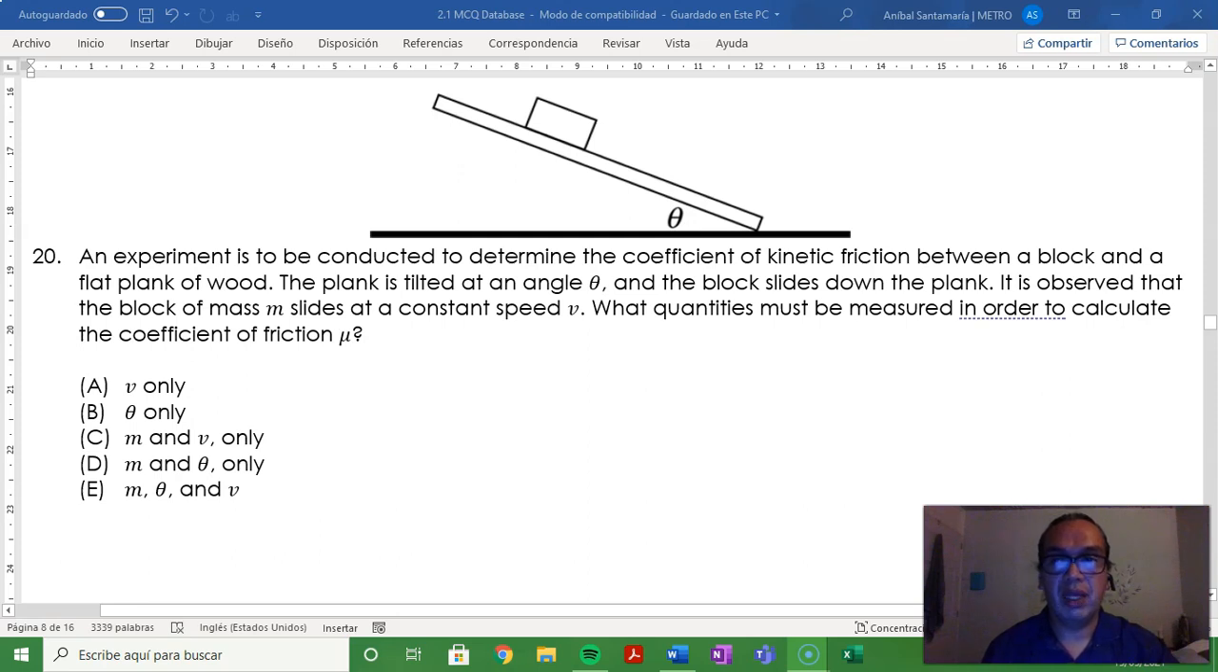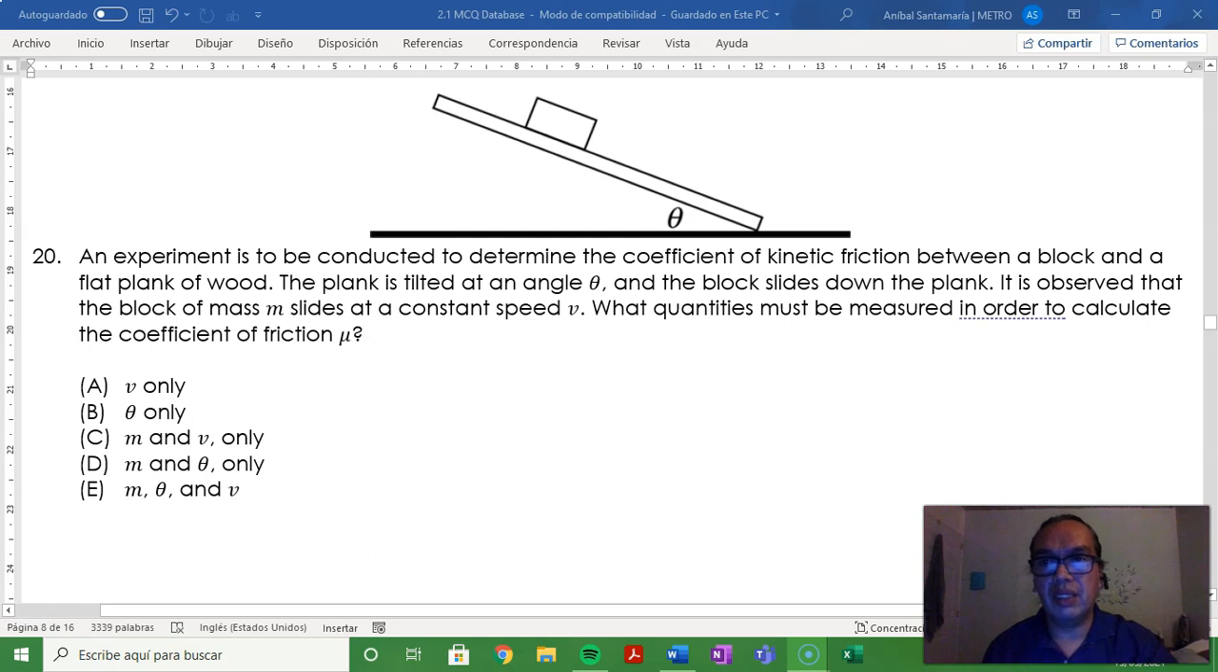Number 20. An experiment is to be conducted to determine the coefficient of kinetic friction between a block and a flat plank of wood. The plank is tilted at an angle theta, and the block slides down the plank. It is observed that the block of mass m slides at a constant speed v. What quantities must be measured in order to calculate the coefficient of friction mu?